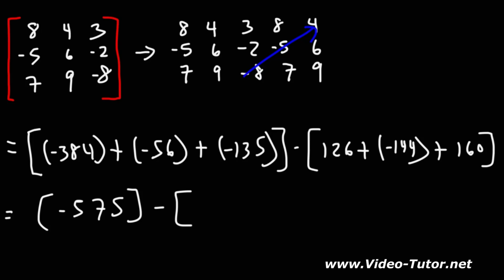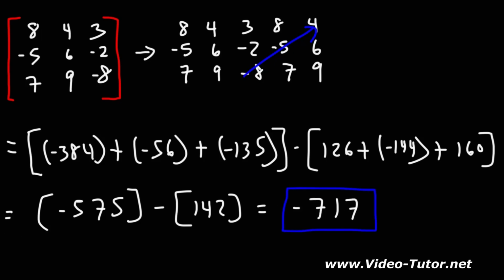126 minus 144 plus 160. That's going to be 142. Now, negative 575 minus 142 is negative 717. So this is the final answer. So that's the value of the determinant of this 3x3 matrix.